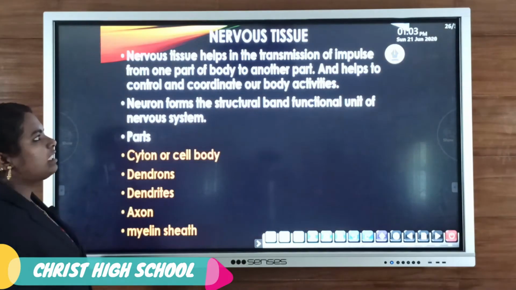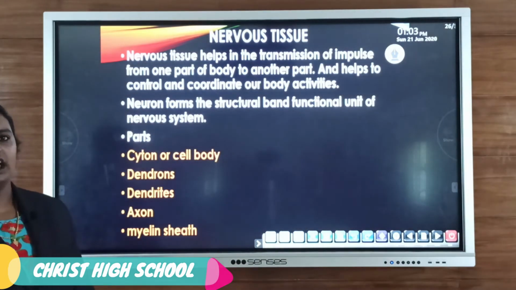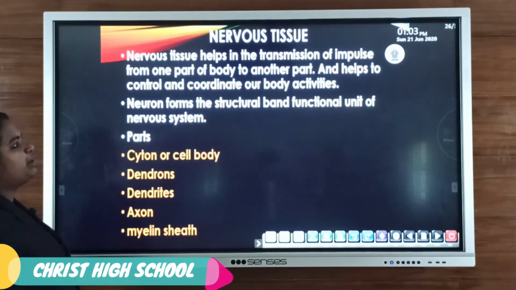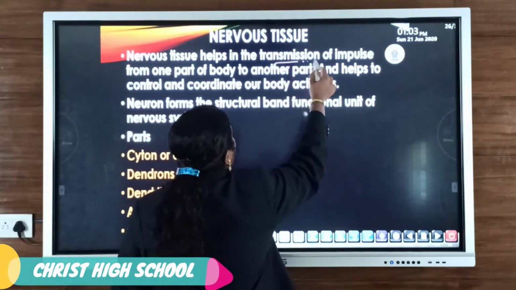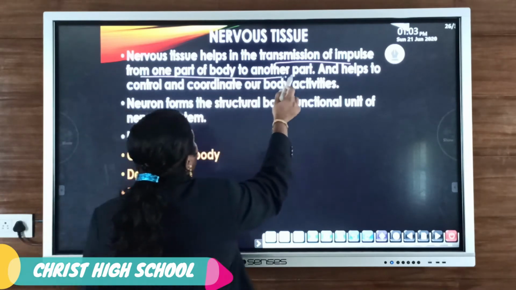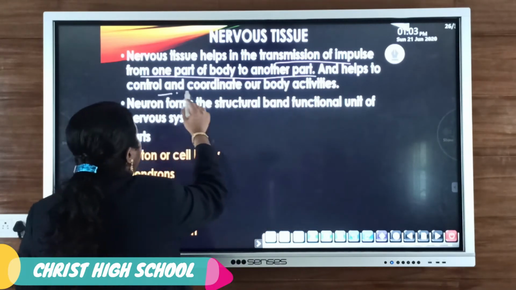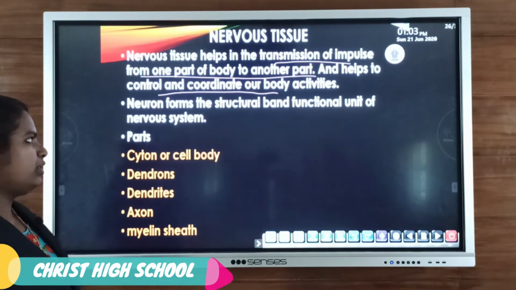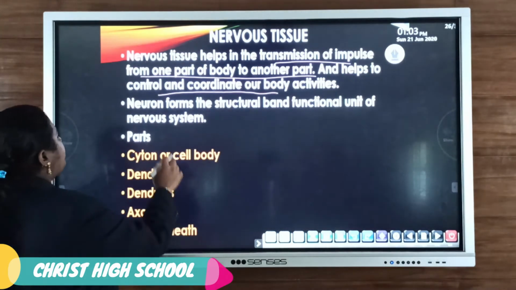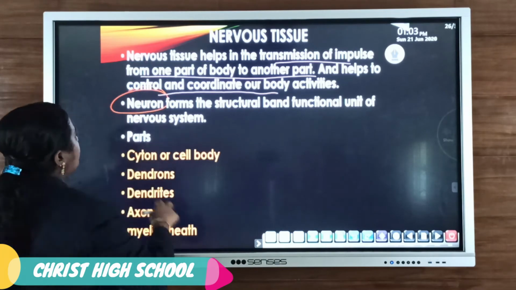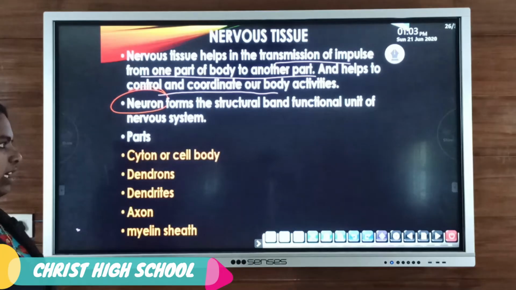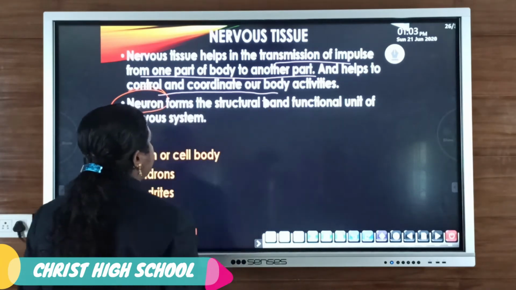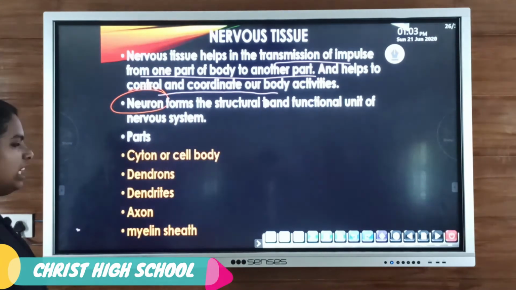Then the last type of animal tissue, that is nervous tissue. Nervous tissue helps in the transmission of impulse. Main function, transmission of impulse from one part of the body to another part, and in this way it helps to control and coordinate our bodily functions. Then another important part, that is neuron. Neuron forms the structural as well as the functional part of the nervous system.